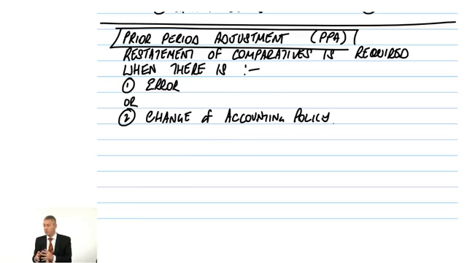Seems perfectly reasonable, doesn't it? There was an error in last year's FS, so you adjust them before you use them as comparatives. Fair enough. But it's not the only circumstance where you would adjust last year's FS. The other circumstance is a change of accounting policy, which generally speaking is completely irrelevant, but it just so happens that this winter, December 2015, it's particularly hot because there's a new IFRS on revenue.